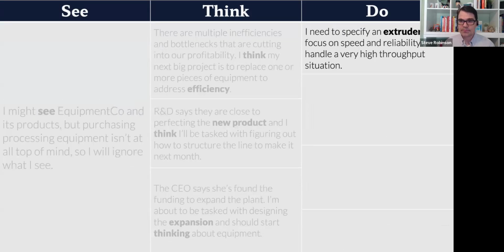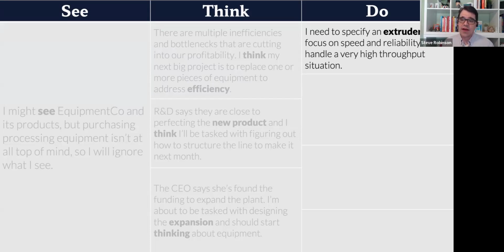Let's go to Equipment Co. So Equipment Co. makes several different types of equipment. One of them is an extruder. What it's extruding, I don't know because it's a made-up company, but it's an extruder. And importantly, the buyer, the process engineer at this point, is thinking, I need to specify an extruder with a focus on speed and reliability. If Equipment Co. makes a piece of equipment that does extruding, but also does something else, they need to make sure that it's clear to the buyer that it is an extruder because that's what the buyer is thinking they need to buy. Words matter, labels matter.